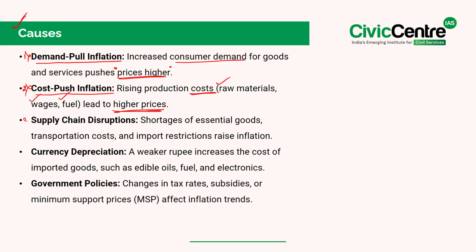In addition to these factors, supply chain disruptions further exacerbate inflation by creating shortages of essential goods, increasing transportation costs, and also imposing import restrictions. Moreover, another significant driver of inflation is currency depreciation. When the rupee weakens, the cost of imported commodities like edible oils, fuel, and electronics rises, making these goods more expensive for Indian consumers.